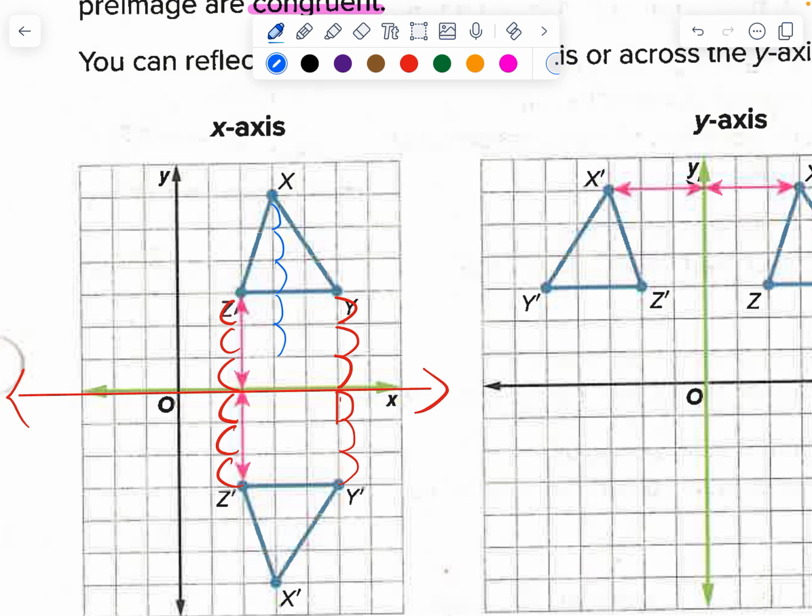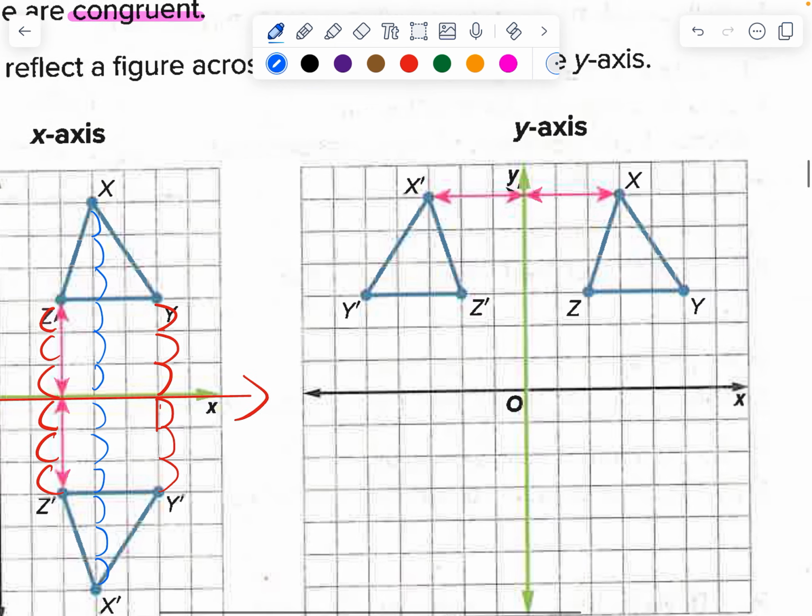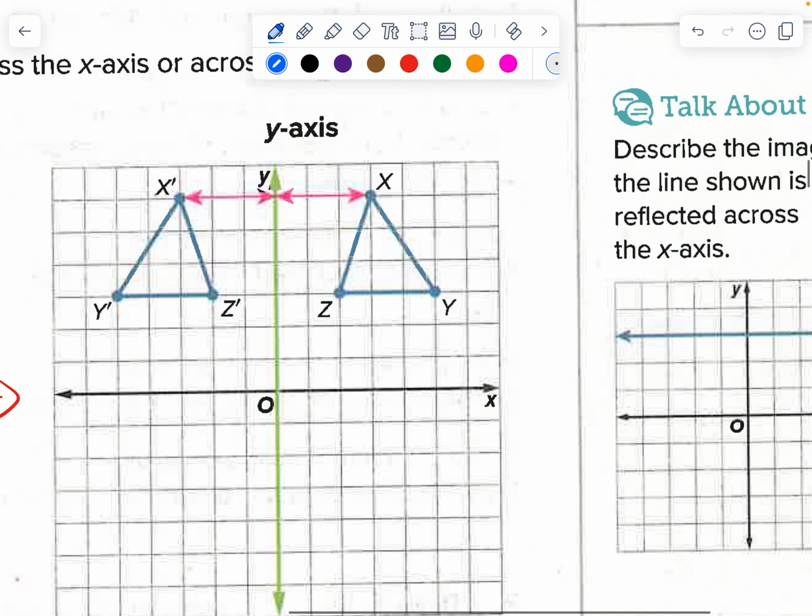And now if we were doing our X, which is all the way up here, 1, 2, 3, 4, 5, 6. And no, you don't have to make these little lines. I'm doing that so you can just see it. 1, 2, 3, 4, 5, 6. Okay, so it's the same distance away. If we were doing the y-axis, this point is 1, 2, 3. This point is 1, 2, 3. I should have started at X. Z is 1, 2 away, so Z prime is 1, 2 away. Y is 1, 2, 3, 4, 5 away. 1, 2, 3, 4, 5 away. Okay?